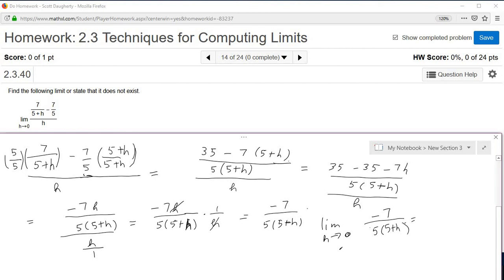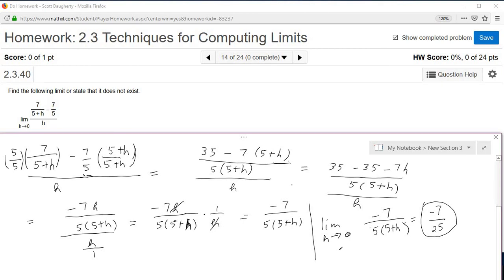And whatever this limit is, it's the same as the original limit that we were trying to find, since those two functions are equal, right? I've just rewritten the original function in this different form here. Okay, now I'm going to use substitution again to try to evaluate this limit. So when I plug 0 in for h this time, notice on the bottom that you end up with 5 times 5, which is 25. And then on top, of course, you still have negative 7. And so that's the limit here. It's negative 7 over 25.